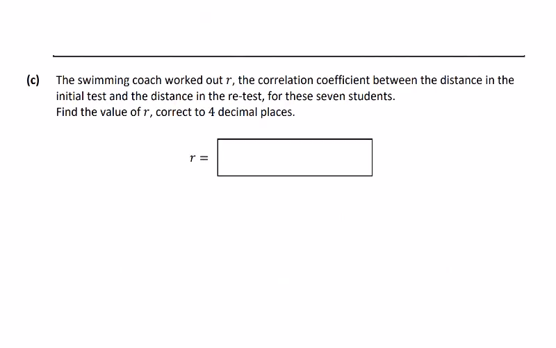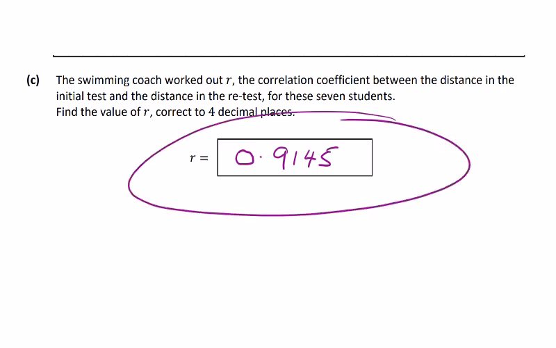In the last part, we've correlation coefficient, so you guys should know how to put this into your calculator. 0.9145 when I put all the values in for the 7 people in stats mode on the calculator.